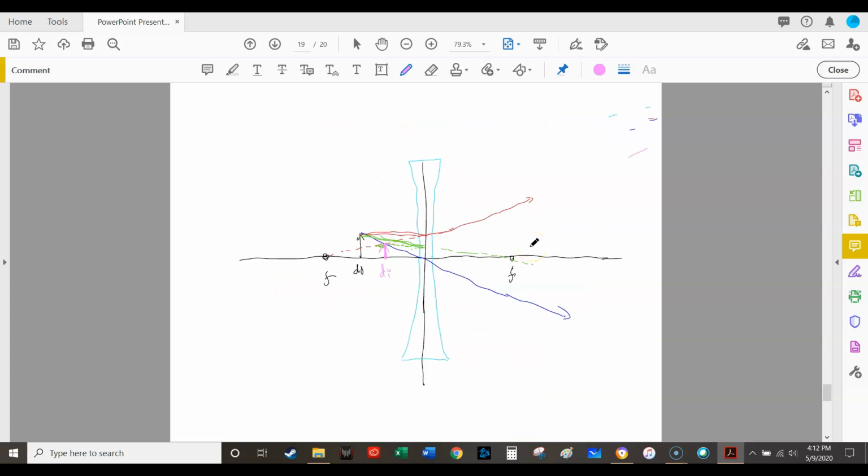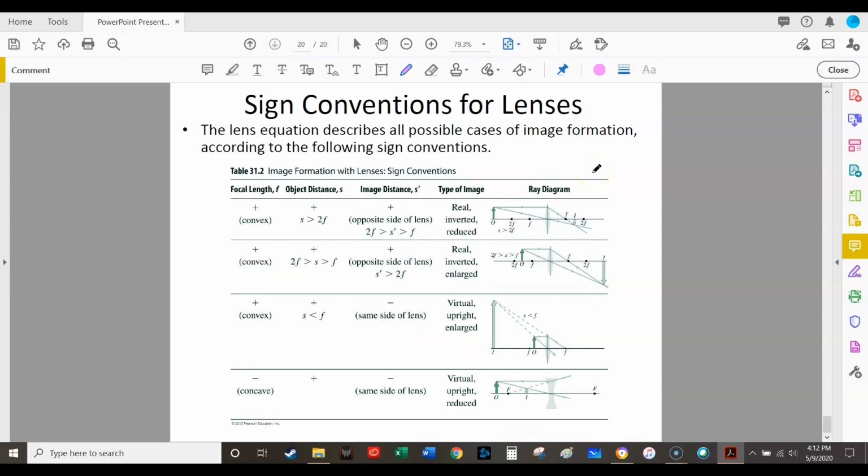Okay? So here is basically the summary of what we just did. We have a double convex lens, and with a double convex lens or a converging lens, if the object is outside the focal point, it's going to produce a real and inverted image. Real meaning it's on the other side. Now, how far away from the center of the lens the object is will determine whether it's reduced, the same size, or enlarged.